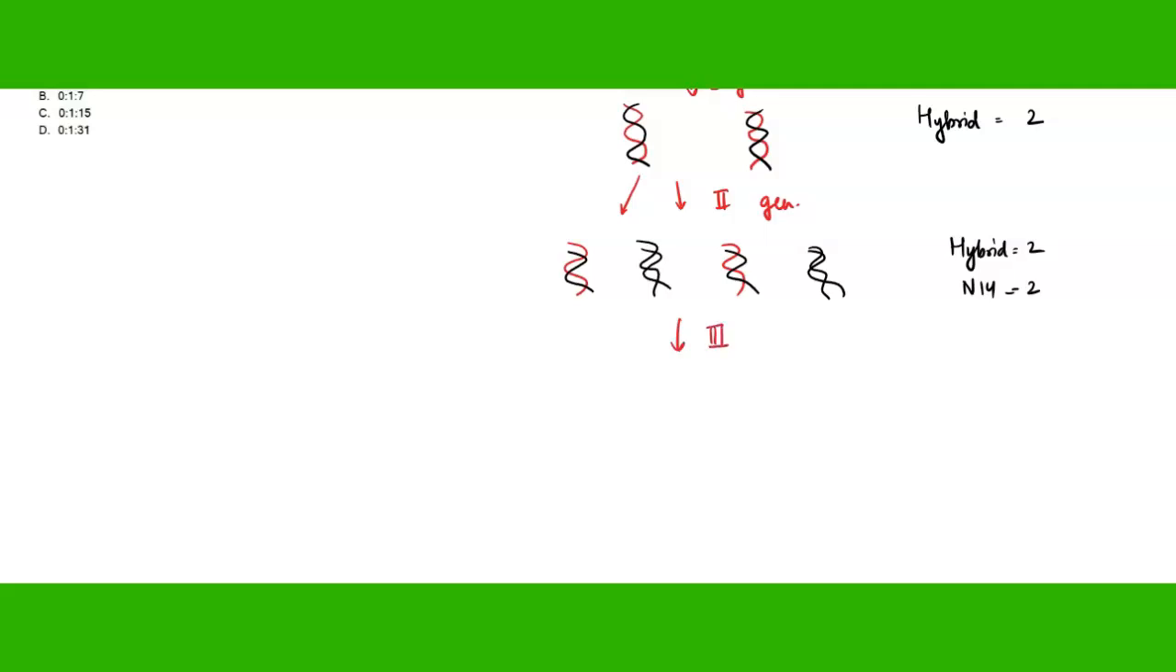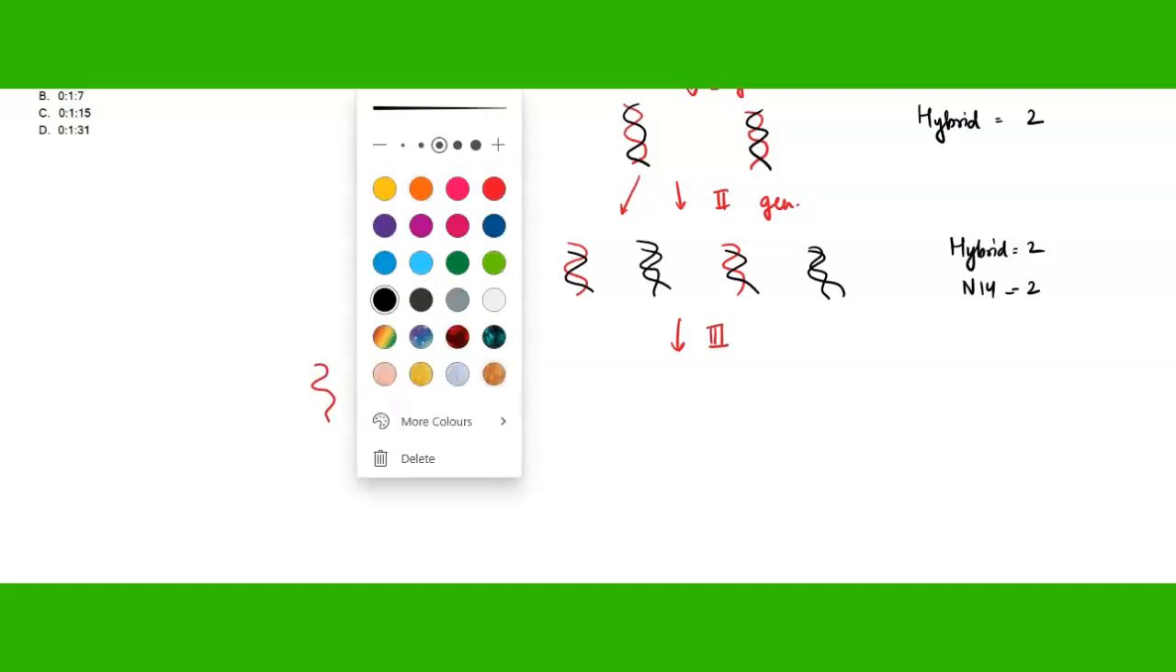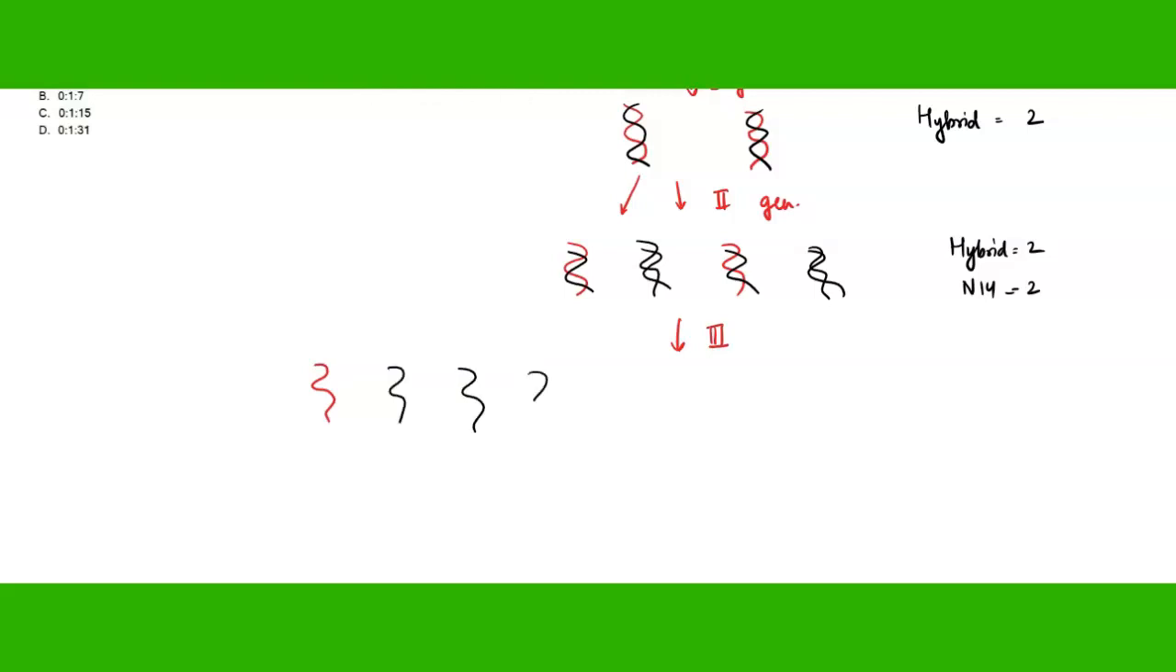So in the third generation, again same logic will be there. First we will be separating the strands. So our hybrid strand will be separating like this. Next strand, they are N14 only, and we will be separating them like this. Then again a hybrid that would be separating like one black and one red, and next one will be separating like this, right? So as we are going in N14 only, so next strand, the daughter strand will be N14 in nature. So I am drawing it with the black ink.